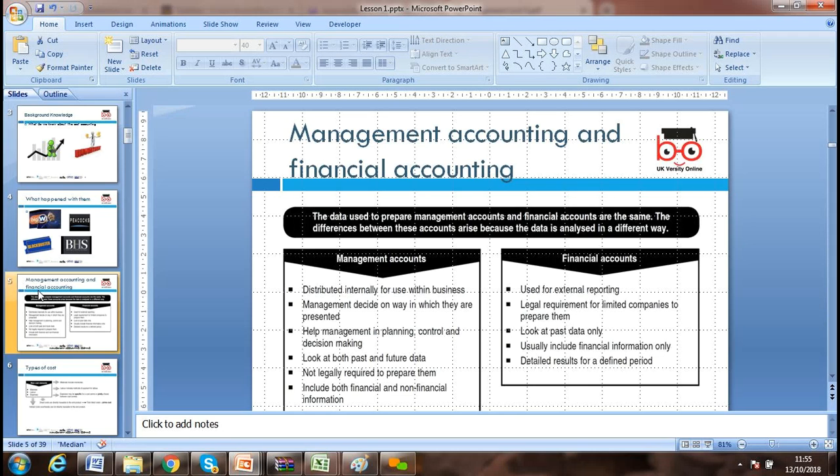And financial accounting is used for external reporting, a legal requirement, like the profit and loss statement, also known as the income statement, the balance sheet, also known as the statement of financial position, the cash flow statement, known as the statement of cash flow, and the statement of changes in owner equity, or the shareholder statement. These all come under financial accounting.